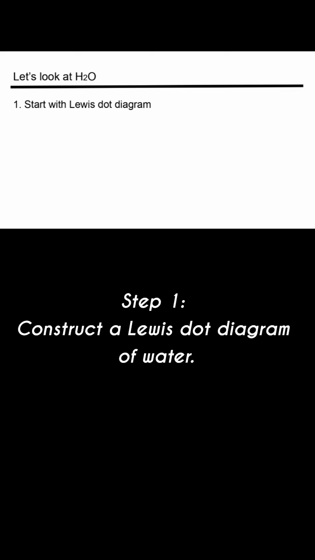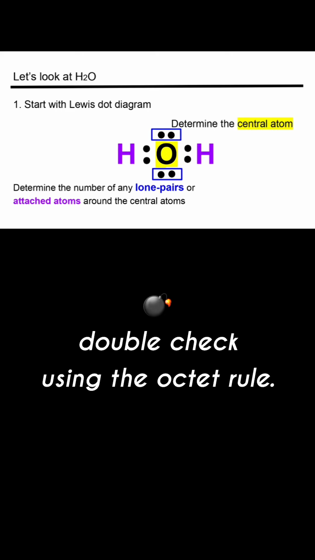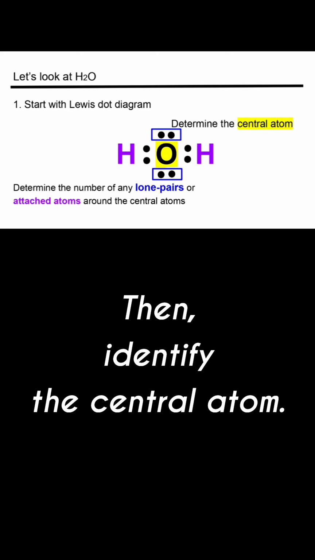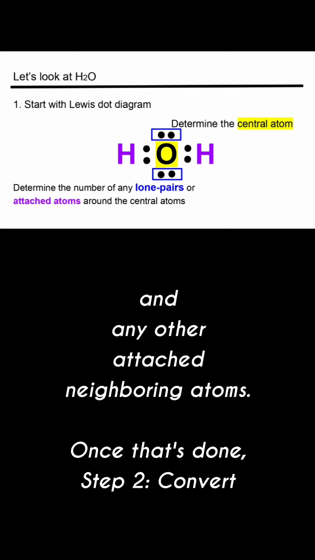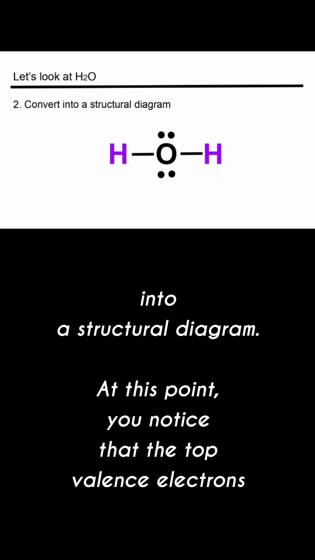Step 1. Construct a Lewis dot diagram of water. Boom. Double check using the octet rule. Then identify the central atom, lone pairs around it, and any other attached neighboring atoms. Once that's done, step 2. Convert into a structural diagram.